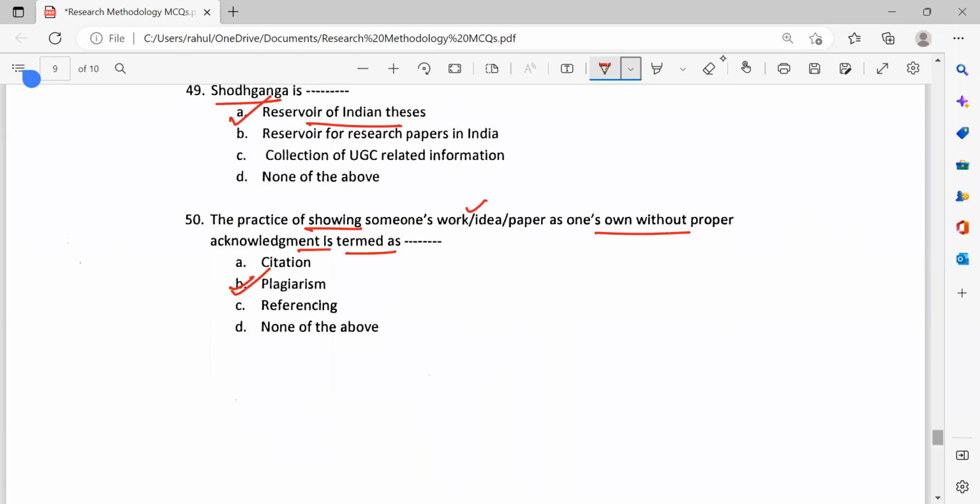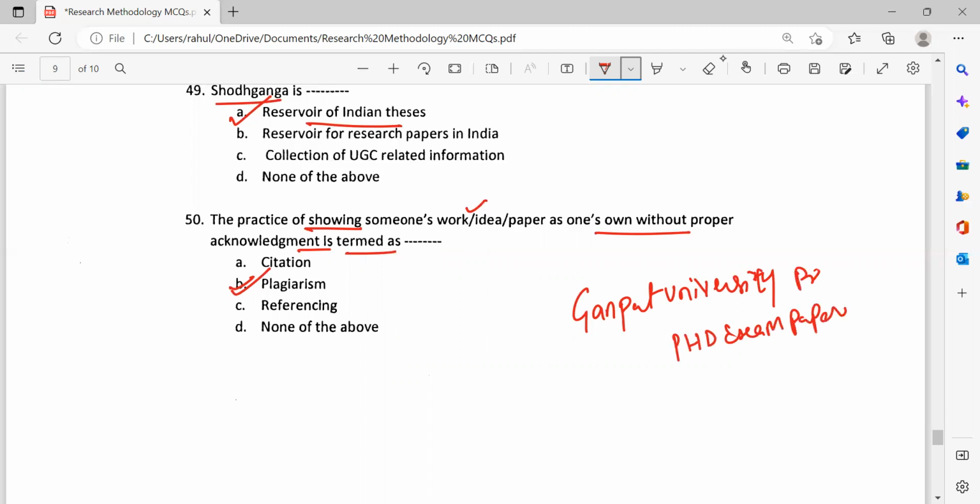So let me give you an idea that these 50 questions I have taken from the Ganpat University's previous PhD exam paper. The complete credit of this paper goes to Ganpat University, and I have taken the complete question paper from there. Complete credit goes to that.